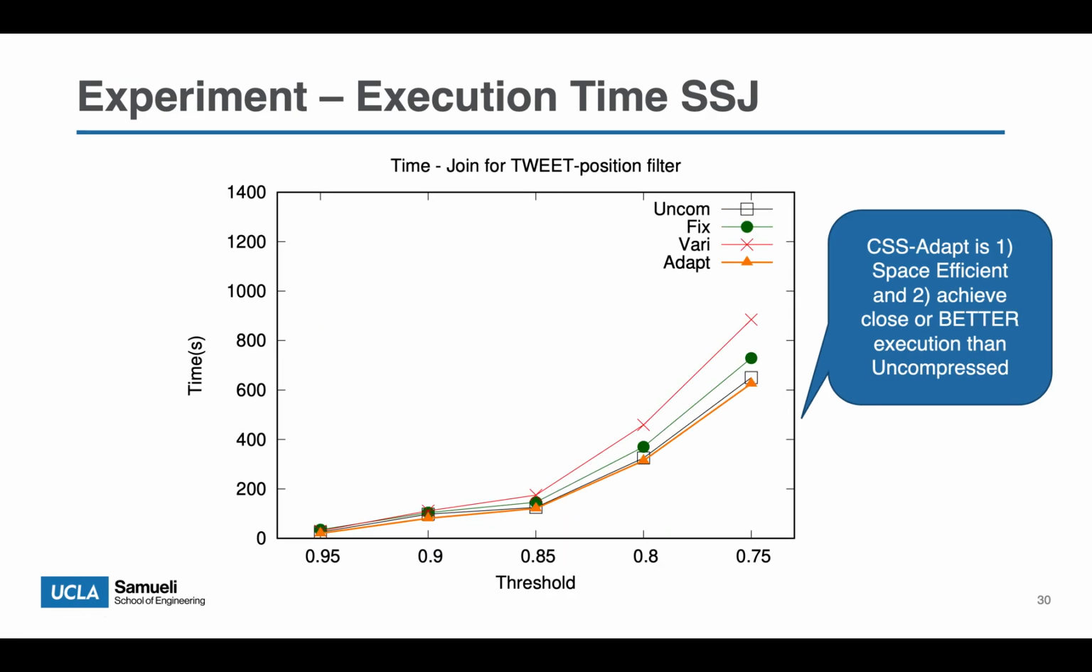As for string similarity join, for CSS adapt, shown in the orange triangle, the execution time is close to or sometimes even better than the uncompressed, which is the line in square. Why better? This is because we implement our CSS adapt with very efficient bit operations. So sometimes it could even have better performance than uncompressed.